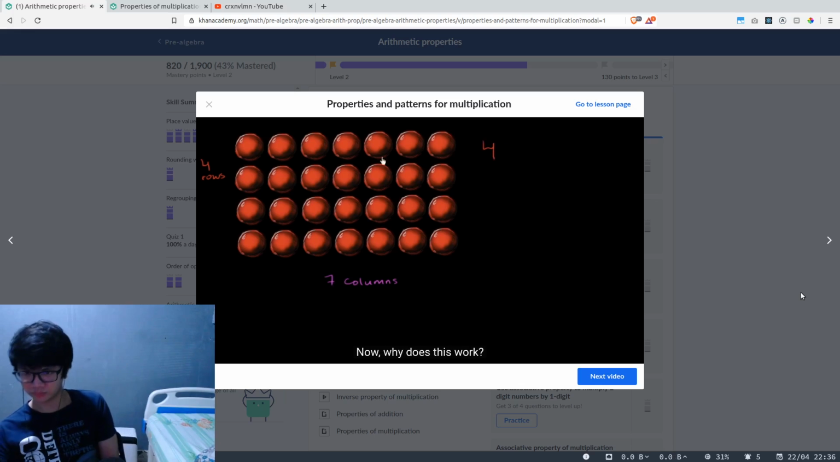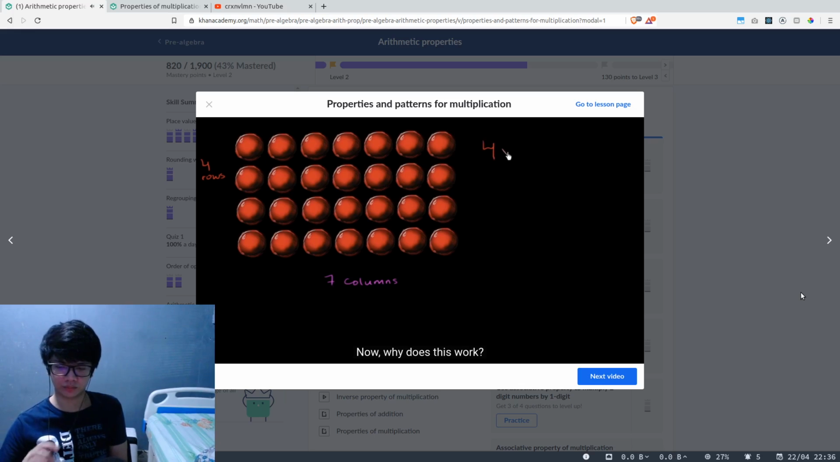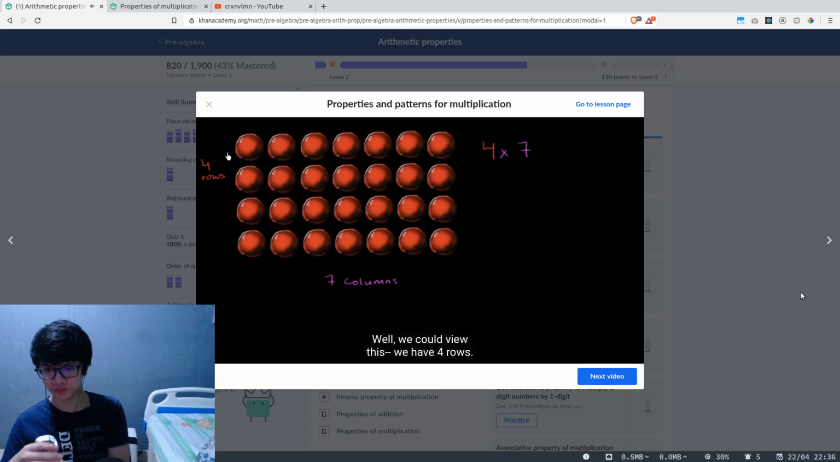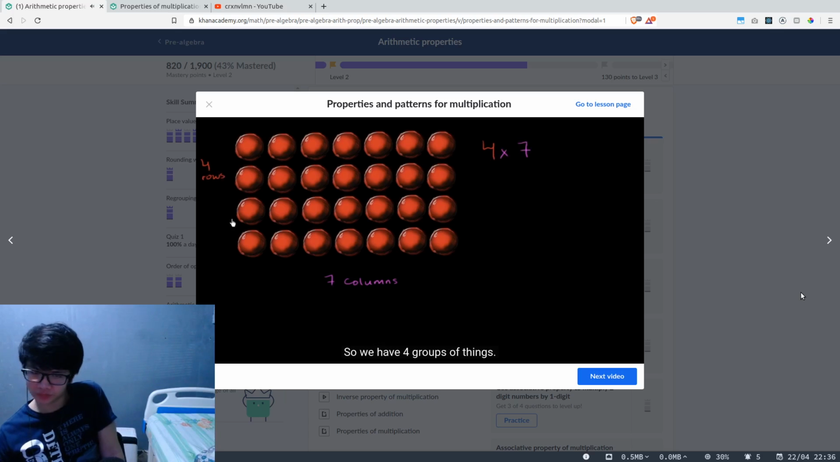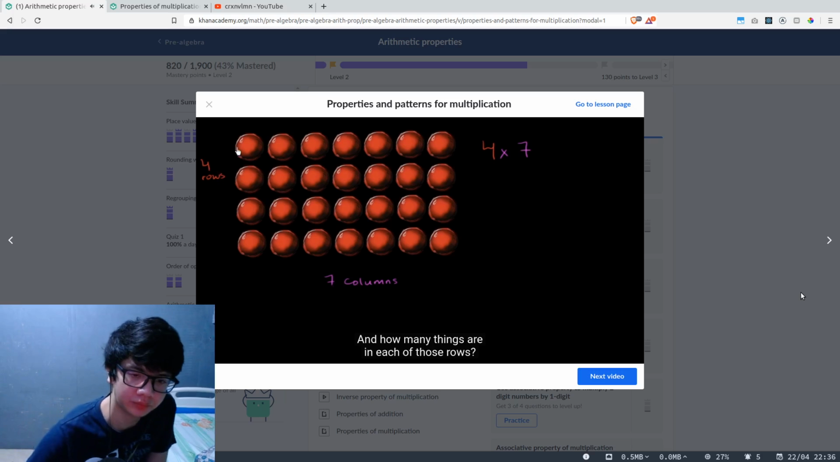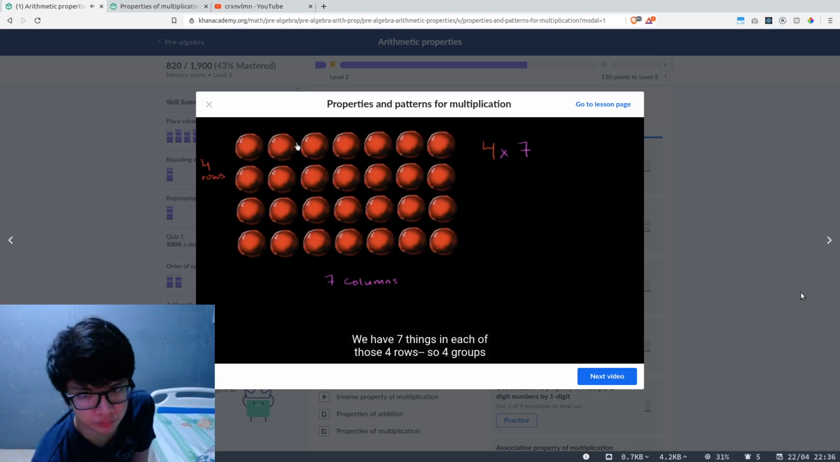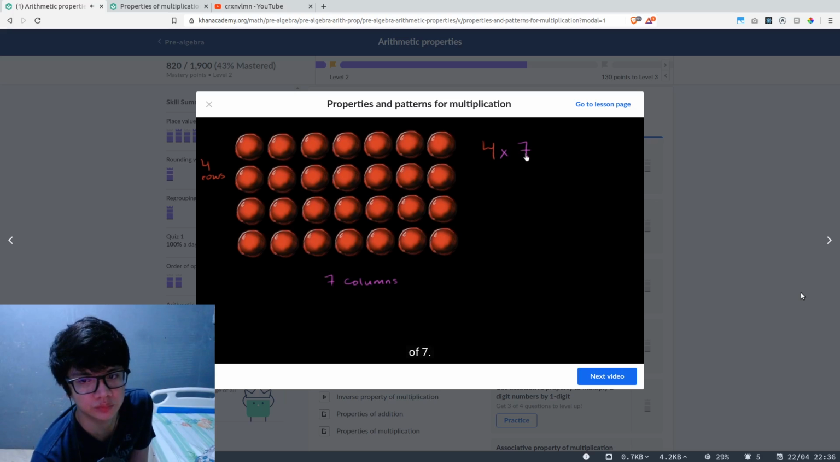Now why does this work? Why will this give us the actual number of objects? Well, we could view this. We have 4 rows, so we have 4 groups of things. And how many things are in each of those rows? Well, the number of columns. We have 7 things in each of those 4 rows. So 4 groups of 7.